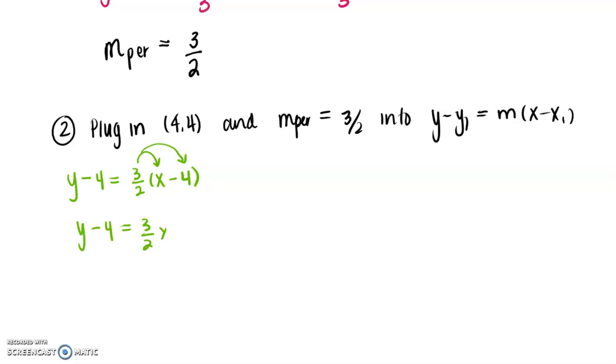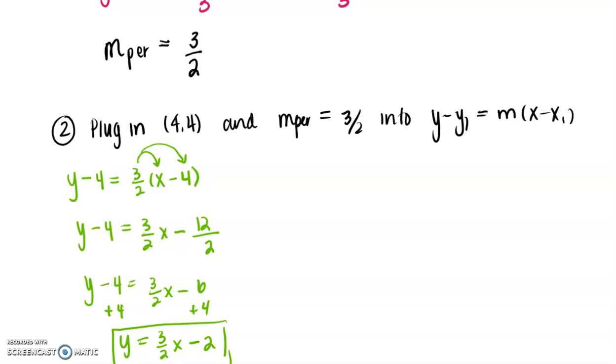So 3/2 x, and then minus 12 over 2, so that actually gives you 6. And then add the 4 over. So you get y = (3/2)x - 2, and that would be my answer in slope-intercept form.